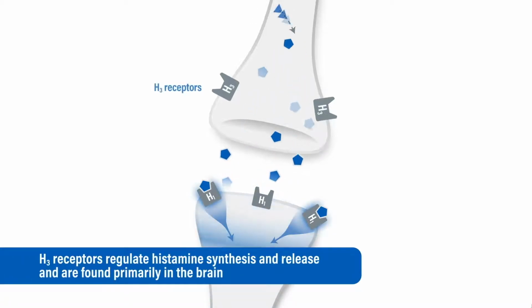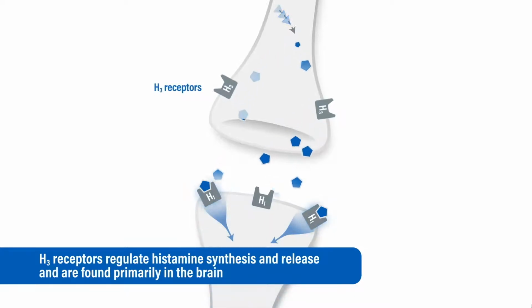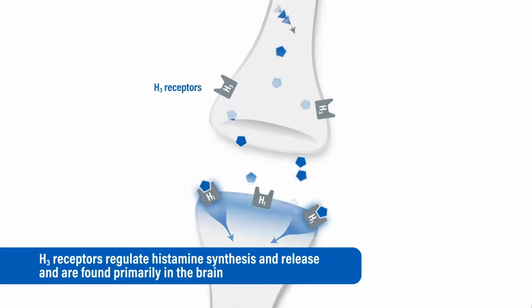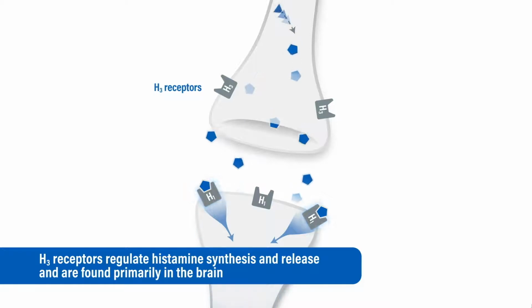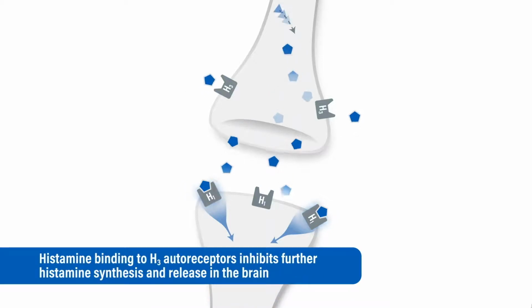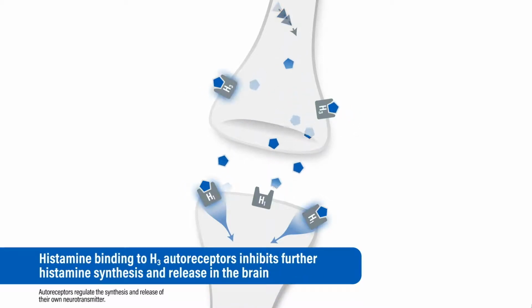H3 receptors help to regulate the synthesis and release of histamine in the brain. Unlike other histamine receptors, H3 receptors are located primarily in the brain. Normally, when histamine levels in the brain are high, histamine binds to H3 autoreceptors to inhibit further synthesis and release of histamine in the brain.